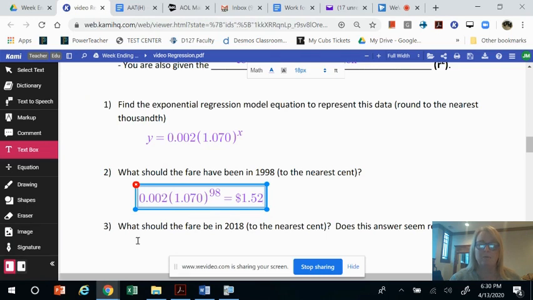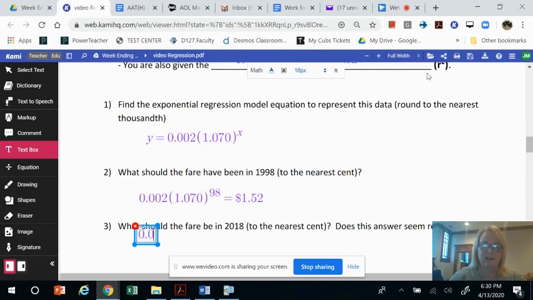Okay. For 2018, again, if we take our model and 2018 would be 118. We end up with $5.87.